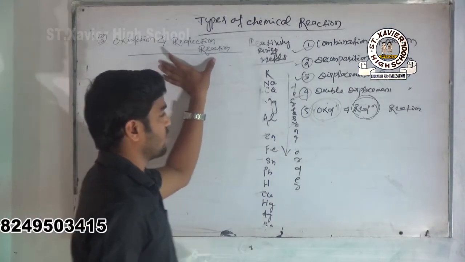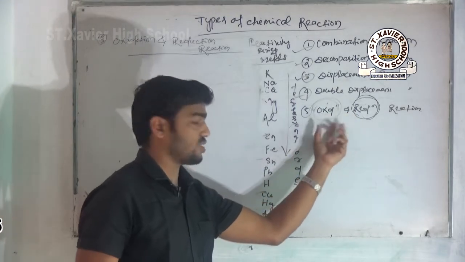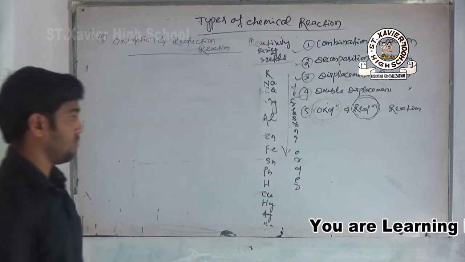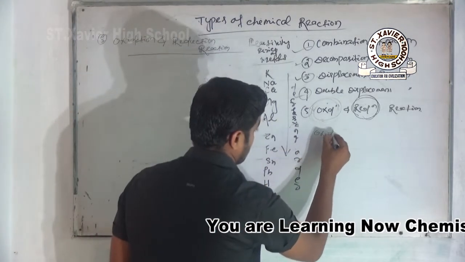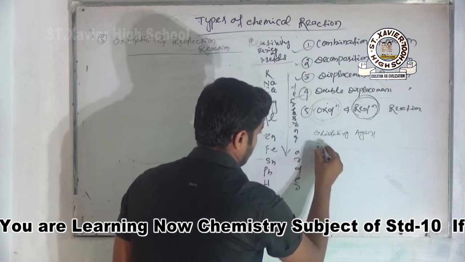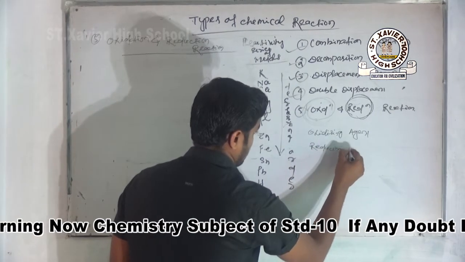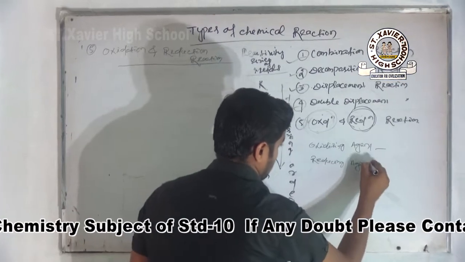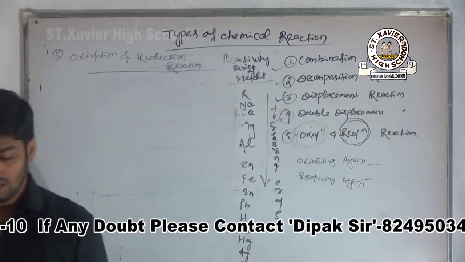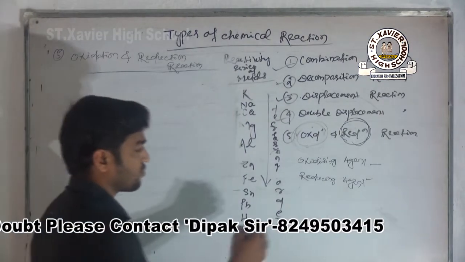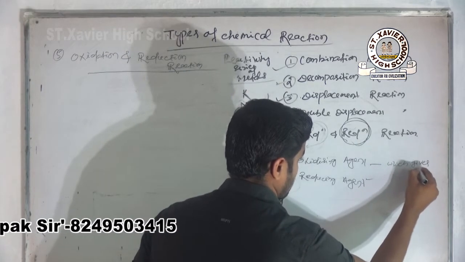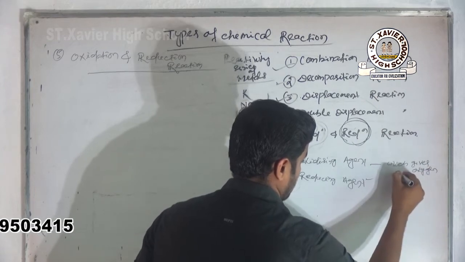Before we start oxidation reduction reaction, we have already learned what oxidation is and what reduction is. Then another two points will also come: oxidizing agent and reducing agent. These two words also come to our mind: what is oxidizing agent and what is reducing agent? Simple things: the substance which gives oxygen or removes hydrogen.